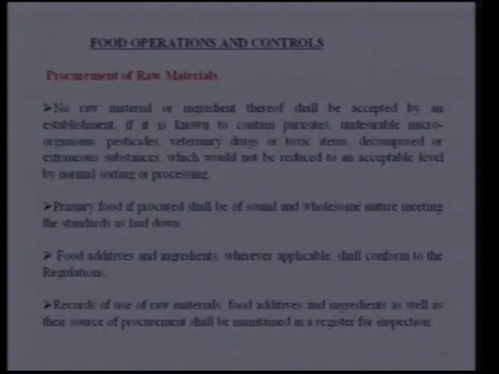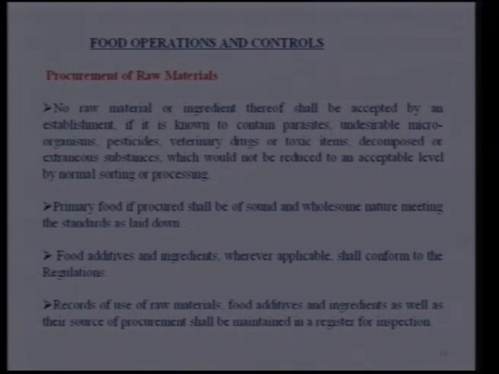Then food operation and controls, the procurement of raw material. This is very important for any food processing, because if you do not take care in procurement of proper raw material and the source is not proper, then the products manufactured will not be of good quality. So one should be very careful while procuring raw material, and also maintain adequate temperature and other conditions in the transportation or storage container. For example, milk is procured from the rural level and cooperative level, and then it is transported a long way to the processing unit.